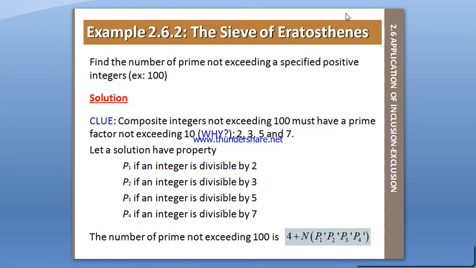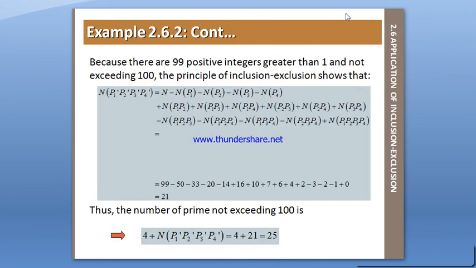Now let us consider the other problem known as the sieve of Eratosthenes. It is to find the number of primes not exceeding a specified positive integer. Again, this is done by using the same property.